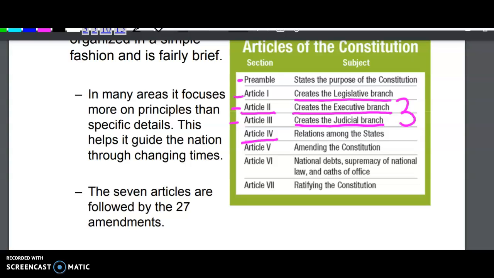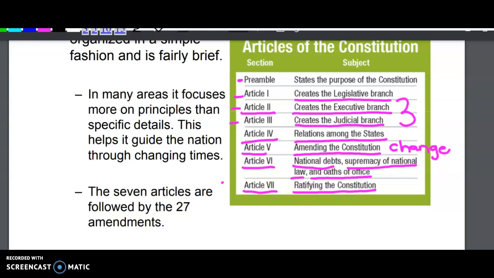Article 4 is the relations among the states. So how do the states have to treat each other? Article 5 is about how you can amend the Constitution. Remember, amend means change. So the framers actually created an entire article, Article 5, all about how you can make changes to the Constitution if needed. Article 6 discusses national debt, the supremacy of the national law, and oaths of office. And then Article 7 is ratifying the Constitution.